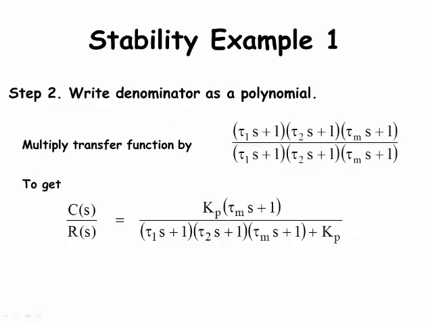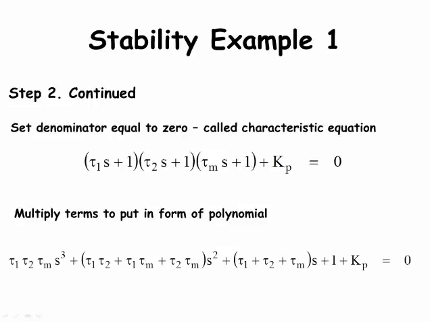The second step is to write the denominator as a polynomial. To do this, we multiply the numerator and denominator by 1 in this form to eliminate the fractions in both the numerator and the denominator. Now we set the denominator equal to 0. This expression is called the characteristic equation. Then we need to multiply the terms out to put the expression in the form of a polynomial.